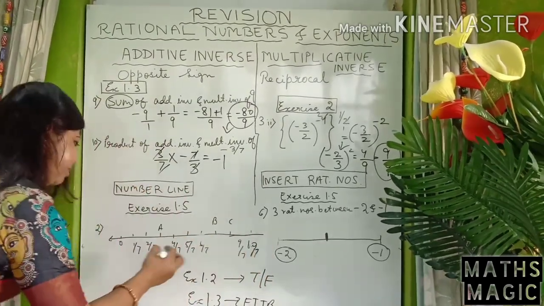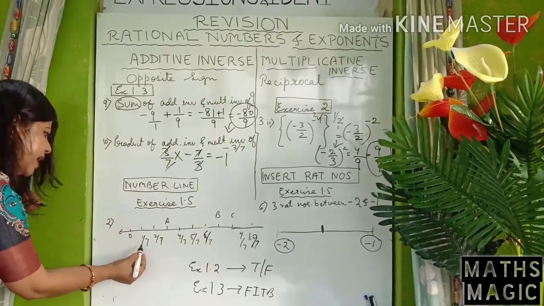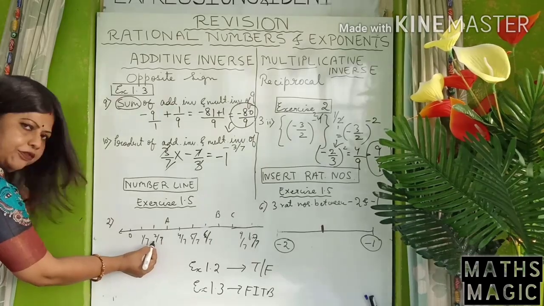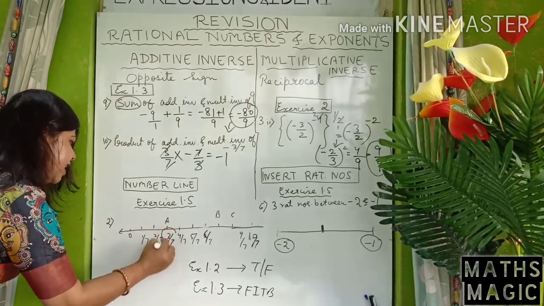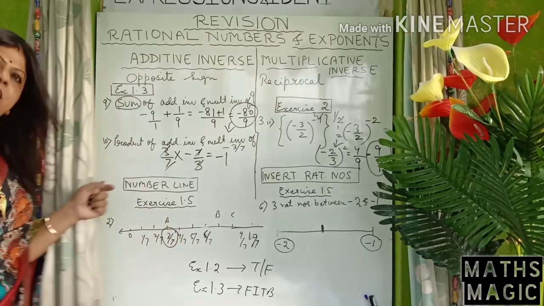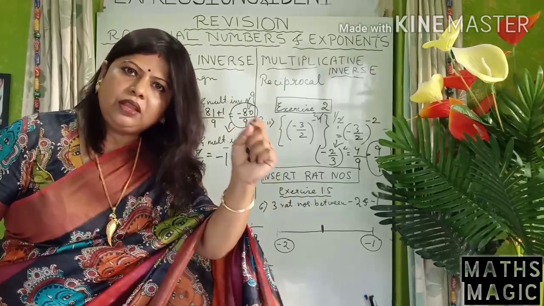Okay students, see 6 by 7. Here you have students 1 by 7, then 2 by 7. Followed? What will be the number here? Naturally this will be 3 by 7. So point A, a question may be asked that point A represents which rational number. So that will be 3 by 7.